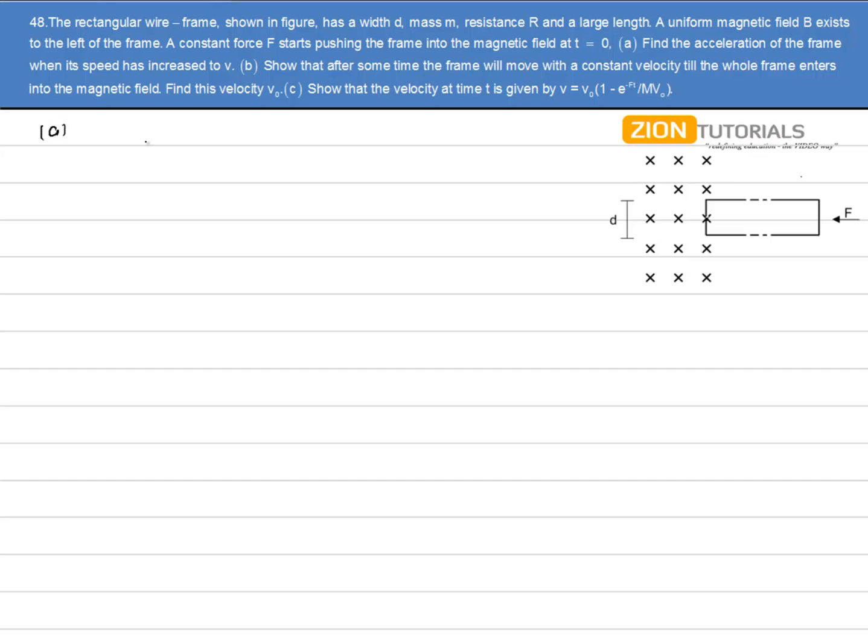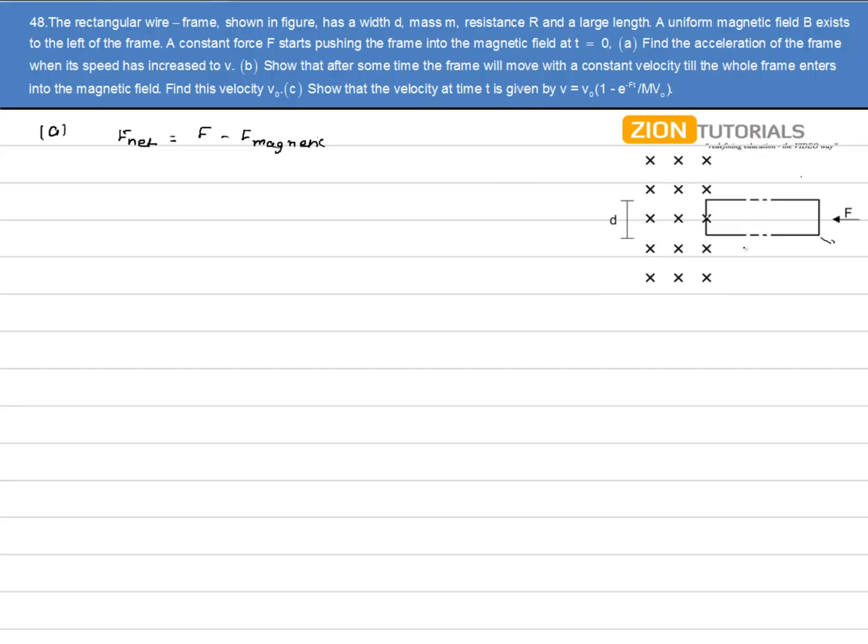Now one thing you have to understand here is that due to this force the frame will move to the right hand side, and due to which it will start entering into the magnetic field. Due to the change in magnetic flux, an EMF will be induced and current will flow. If current is flowing, then a force will act on the rod, and F net will be given by this force minus the force due to the magnetic field.